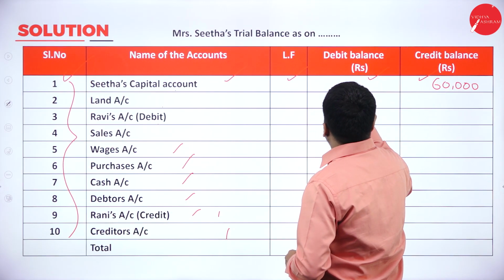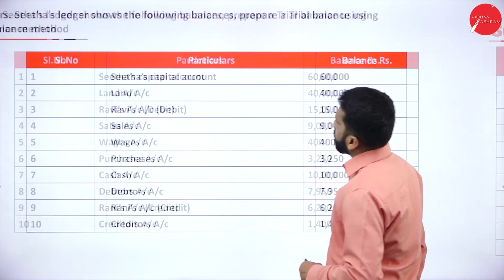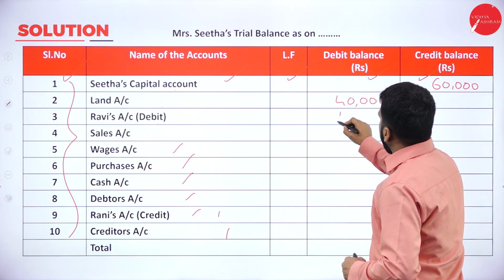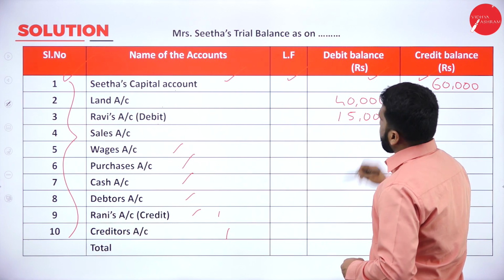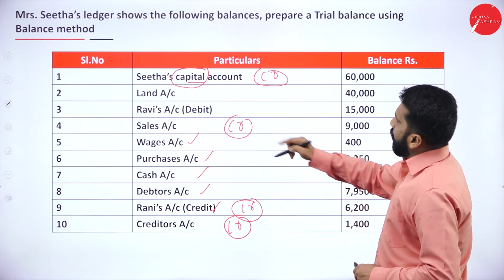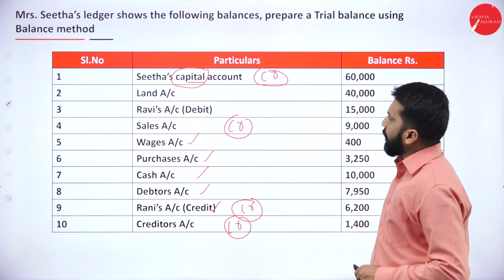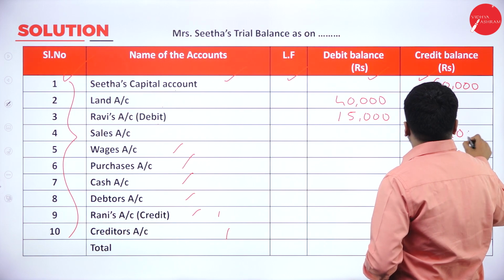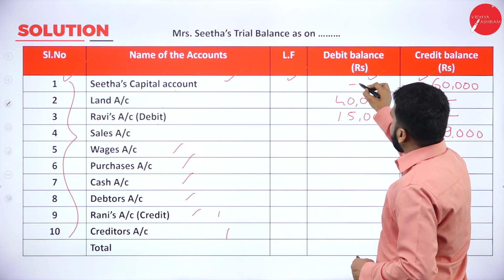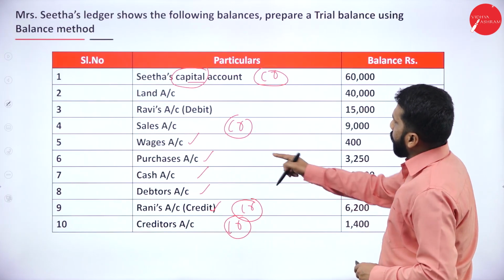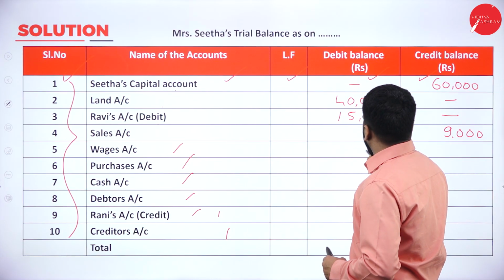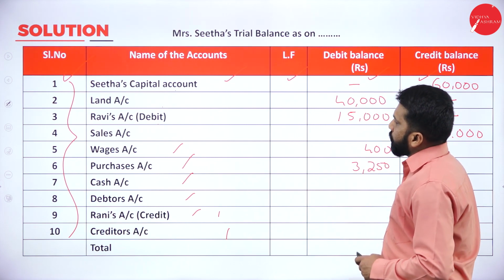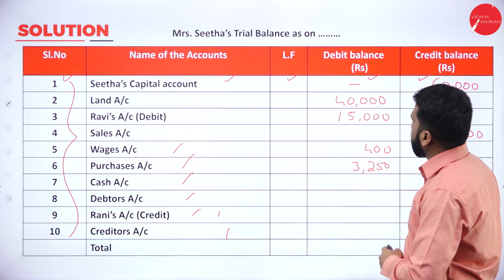Land, it is 40,000. Ravi's account, it is 15,000. Next, after Ravi, it is the sales account, 9,000. Which side? Credit side. Sales account, it is 9,000. So blanks we can call as dash. Now wages. Wages, so it is 400. Purchases, it is 3,250. Now we are done with purchase, wages and purchases.